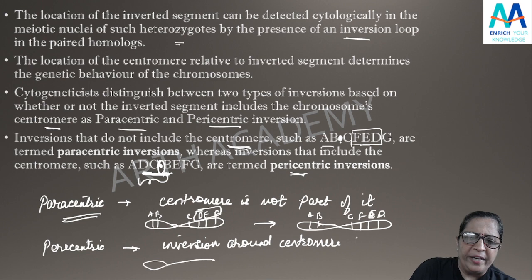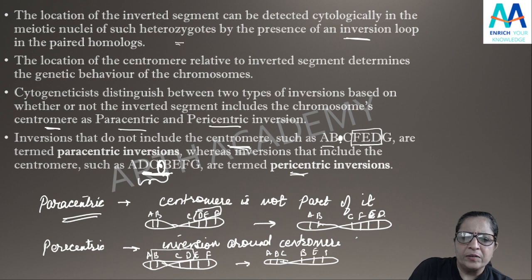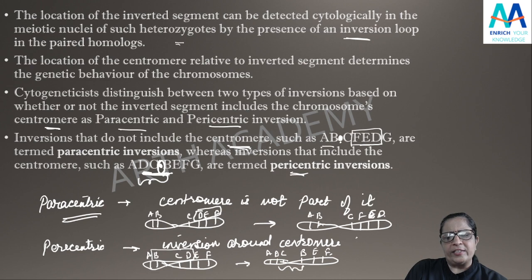यहाँ पर कैसा होगा? I am making a very rough sketch, okay students, just to explain you. If I am talking about A, B, C, D, E, F, and if the inversion is between B, C, D, E, यहाँ पर इनके बीच में inversion है. इसका result आपको मिलेगा. It will be like A, here it could be D and C, and here it will be B, E, F. So this is what is called a pericentric. I hope this is clear.